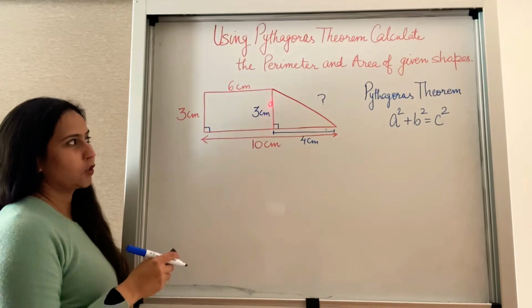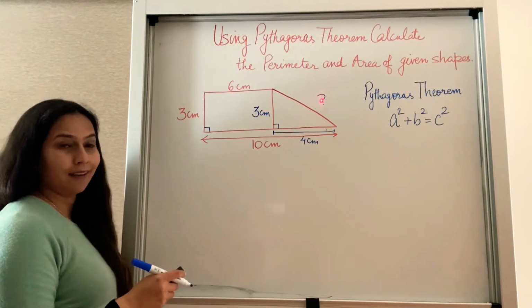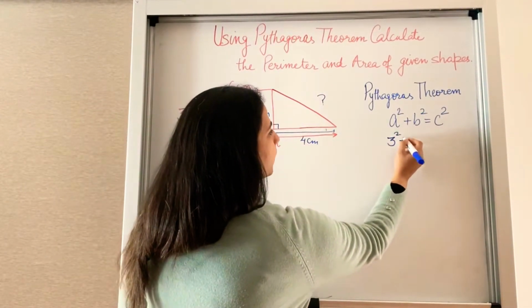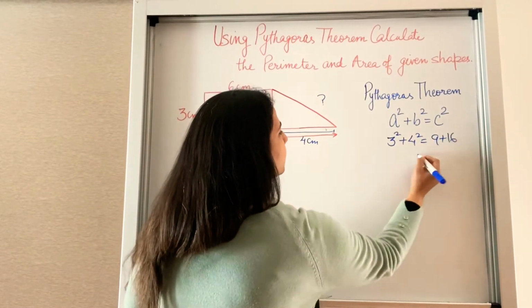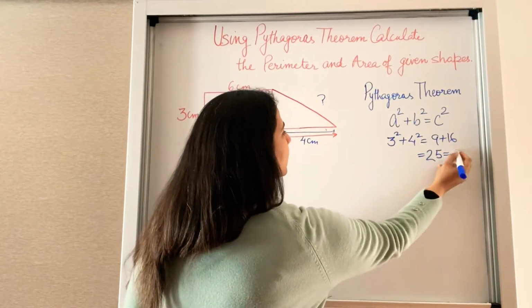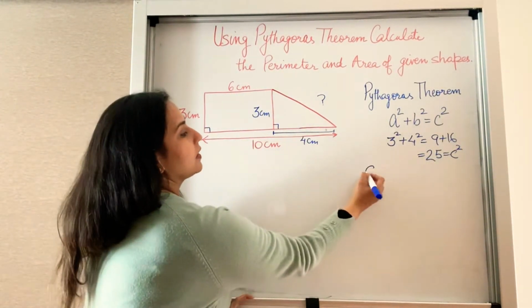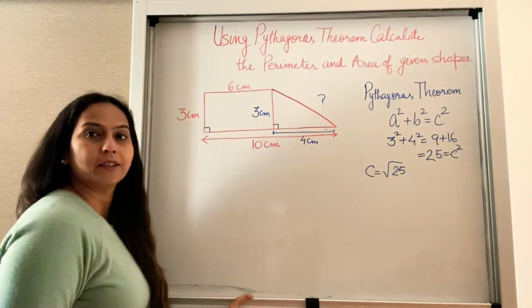So if the shorter sides are 3 and 4 and we are aiming for the longest side, then we use this formula: 3 squared plus 4 squared, which is 9 plus 16 equals 25. So we are saying C squared is 25. So what is C? C is the square root of 25, which is 5.